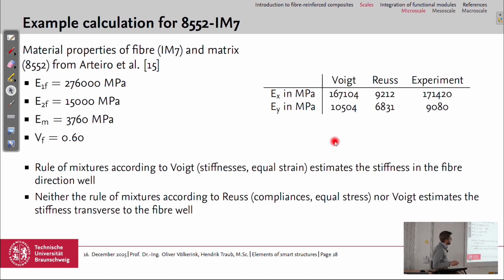And I've calculated from these values, with the rules of mixtures from Voigt and Reuss, the modulus of the composite in fiber direction and transverse to it. You can see that Voigt and Reuss give really different values for fiber direction, and Voigt is close to the experimental value of 171 gigapascals. Voigt in this case is also closer for the transverse direction.